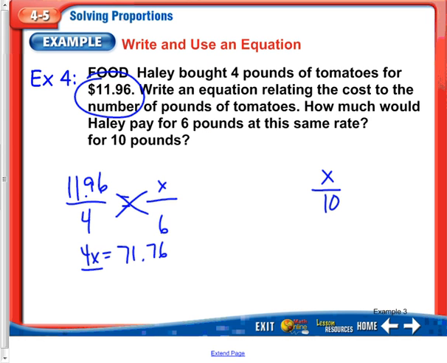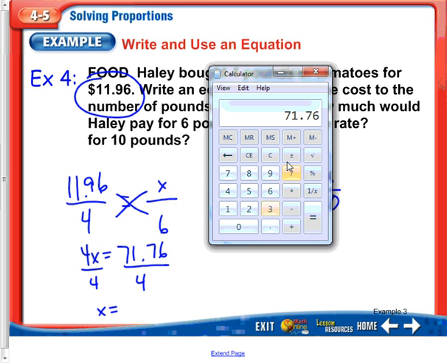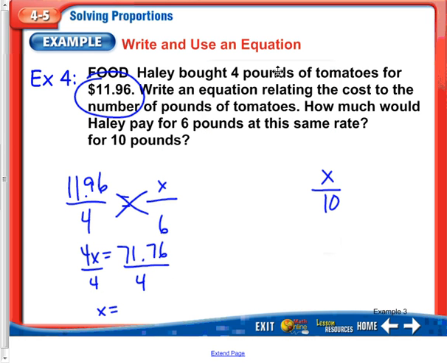And then we need to divide both sides by 4, divide by the coefficient. So we get x equals, and if you left that number in your calculator, all you have to do is hit divided by 4, and we get 17.94. So that's going to cost us $17.94 to do 6 pounds of tomatoes, based on the same rate there.